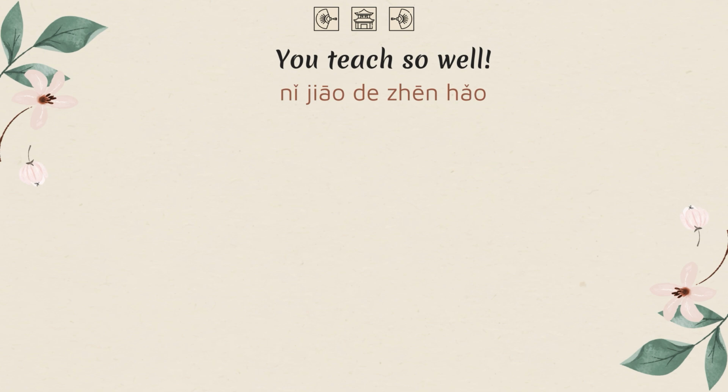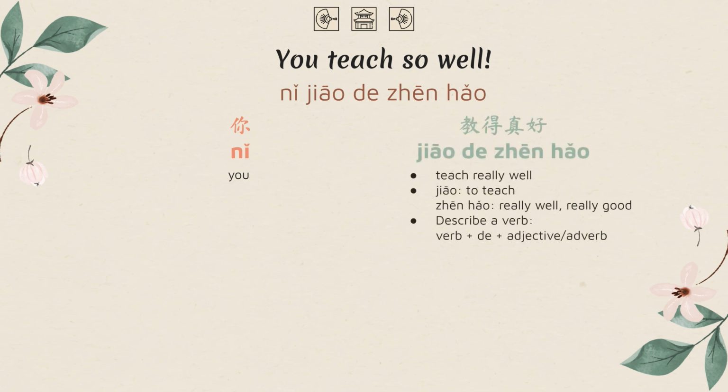And finally, we have a compliment that you can give to your teacher or tutor. 你教得真好。So 你 for you, 教得真好 means to teach really well. 教 means to teach. We know 好 means good. 真 means real or true or really. So it means really well or really good. Remember what I said about Chinese adjectives and adverbs? They're often one and the same. So 真好 means both really well or really good.